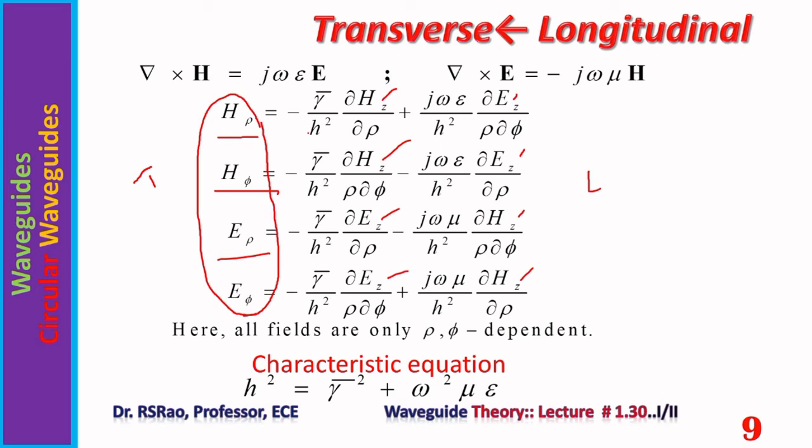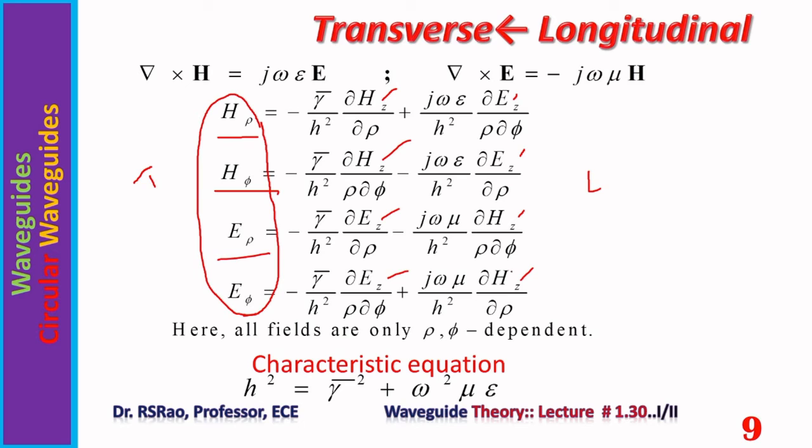So in this particular manipulation of Maxwell's curl equations, what we are able to achieve is that transverse components are expressed in terms of longitudinal components. Now, if somehow we are able to derive expressions for Ez and Hz, then H rho, H phi, E rho, E phi we can compute easily by differentiation. We take up the task of finding Ez and Hz using the wave equation in the next session.